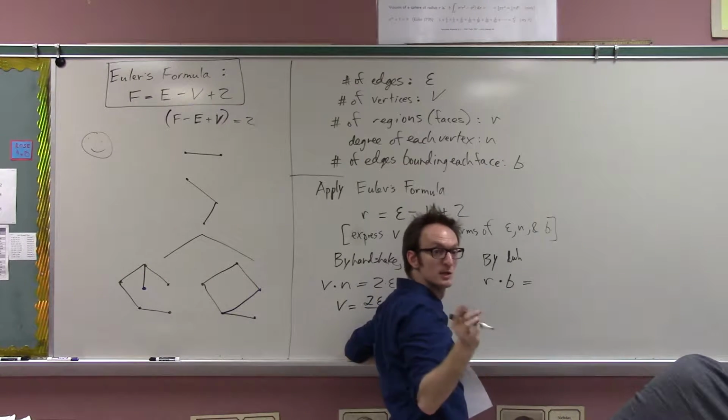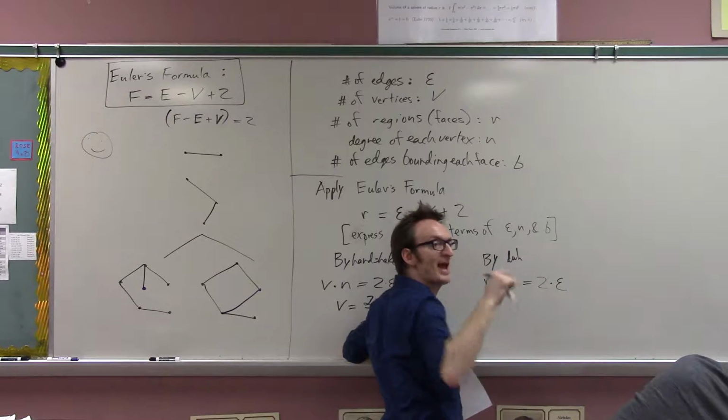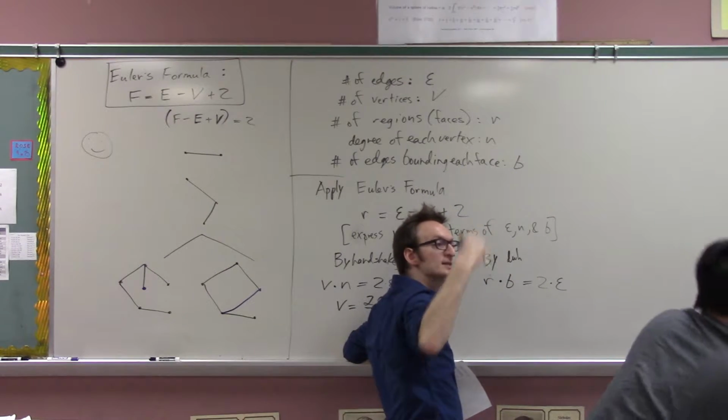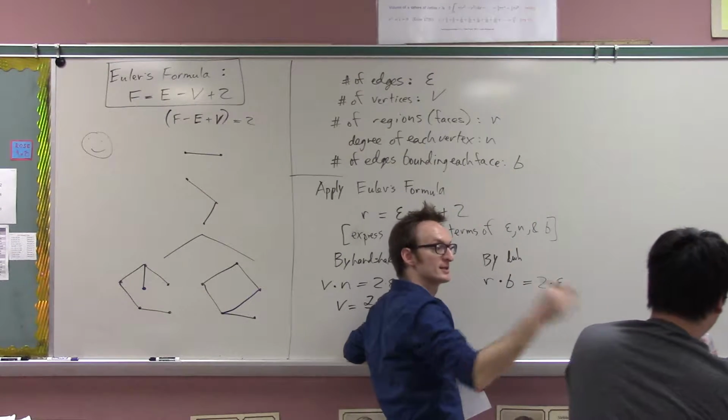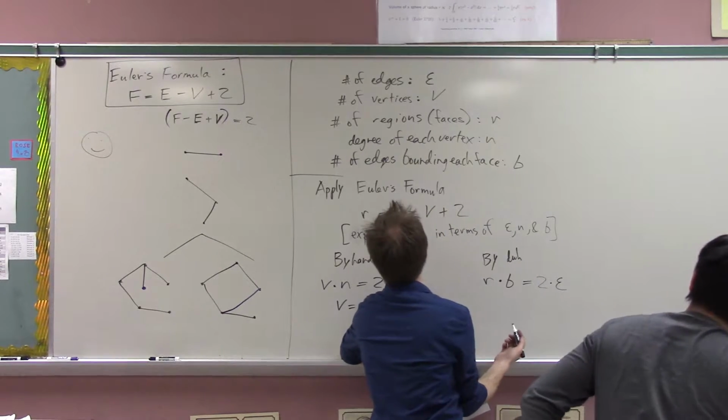2e. Yeah, 2 times the number of edges, because I've counted every edge twice, right? Because every edge on the dodecahedron is a member of 2 faces. Does this make sense? It's not so hard, right? Okay, good. So what was I trying to do again?